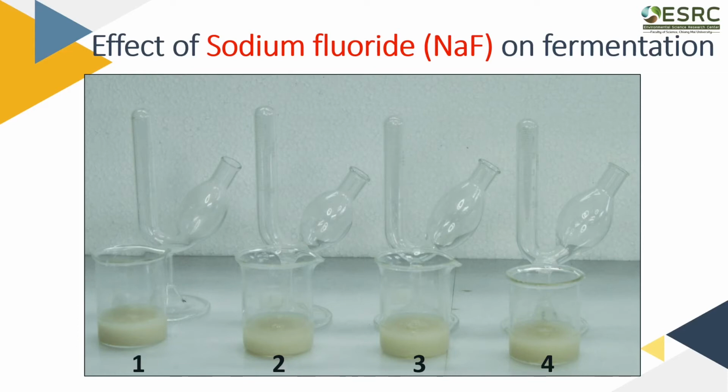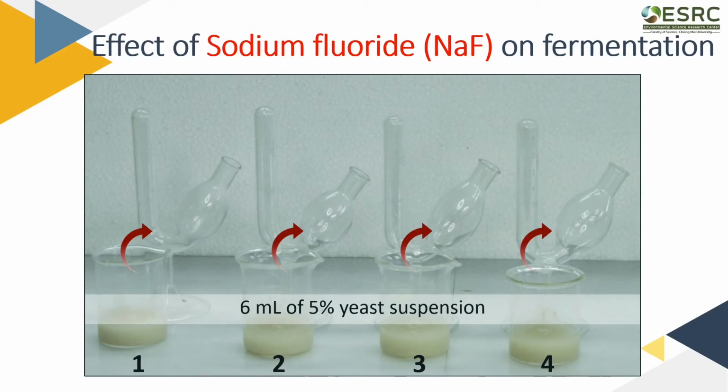The method is similar to the previous one. For this experiment, there are 4 conditions as shown in this picture. The reagents were mixed in the beaker before being put into the tube. All conditions contain 6 ml of yeast suspension, and the ratios of all the reagents vary as shown in this picture.